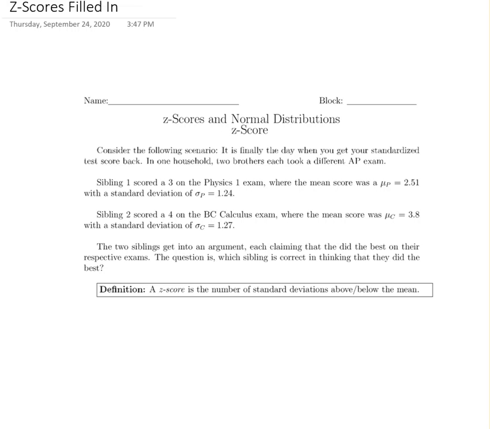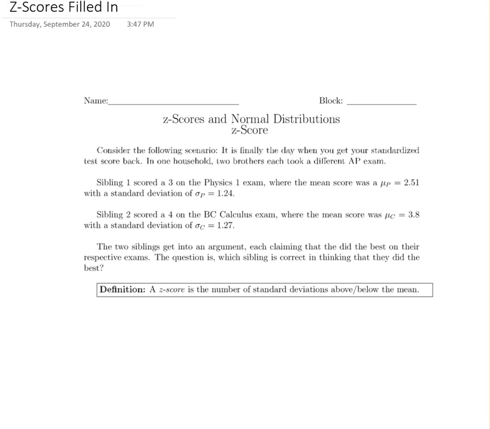So, consider this scenario. It's the day when you finally get your standardized test scores back. And I know some of you have done this before, whether it's ACT, SAT, AP test, PSAT, whatever you want. And in one household, two brothers each took a different AP exam in this scenario. Sibling 1 scored a 3 on the Physics 1 exam, and the mean score for the Physics 1 exam was 2.51 with a standard deviation of 1.24. Sibling 2 scored a 4 on the BC Calc exam, where the mean score of that exam was 3.8 with a standard deviation of 1.27.